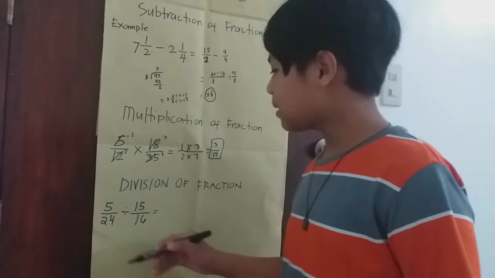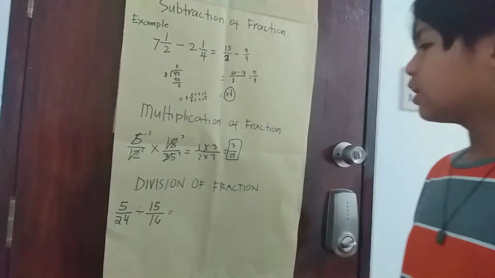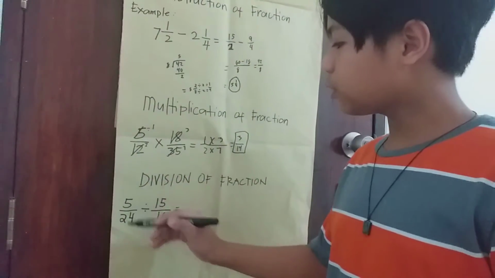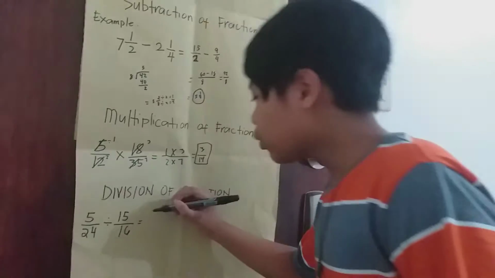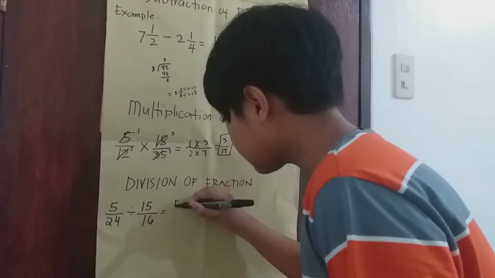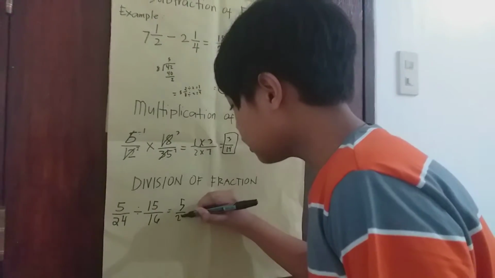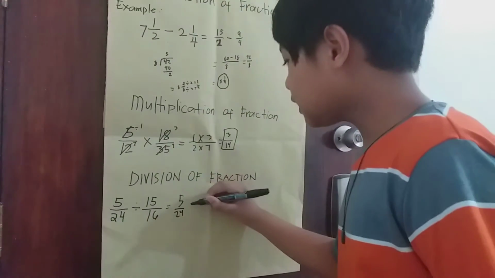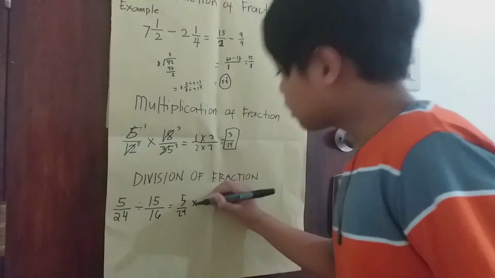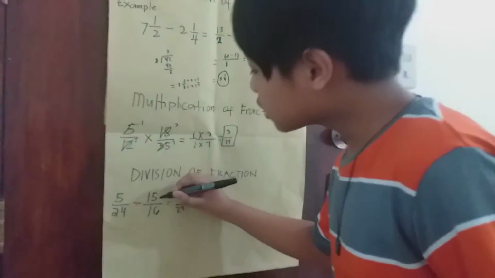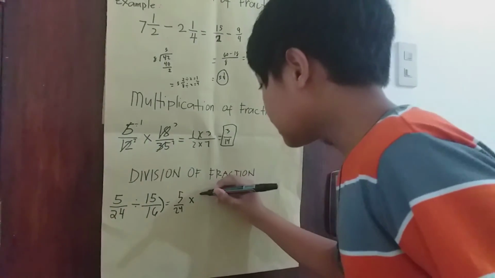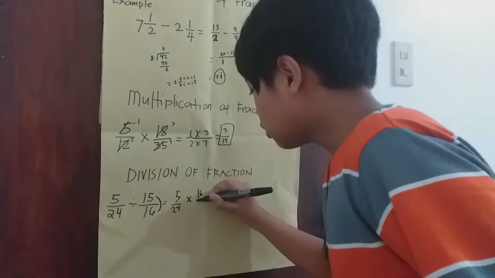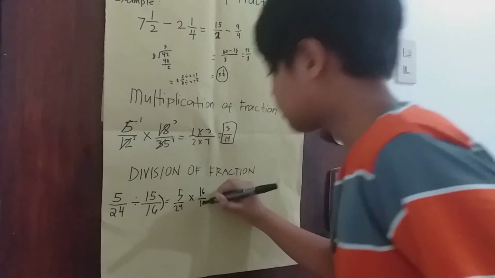This is an example of division of fractions. So we have 5 over 24 divided by 15 over 16. Next, we will copy the 5 and 24 and make it multiplication. Next, we will do the reciprocal of 15 and 16, so we will make it 16 over 15.